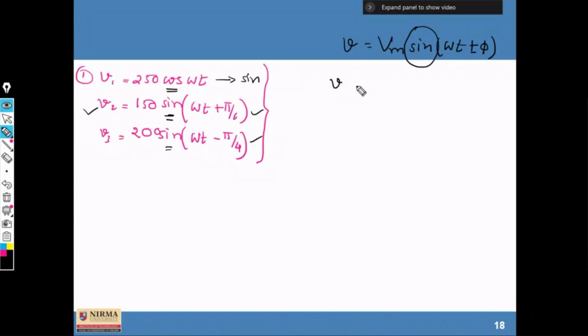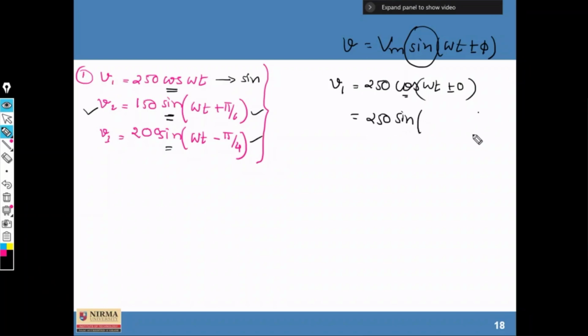V1 is 250, so 250 is your maximum voltage, Vm magnitude. Now cos omega t plus or minus 0, that we can write because there is no phase difference here. Okay. Now if I want to convert this cos into sine, I may write sine.